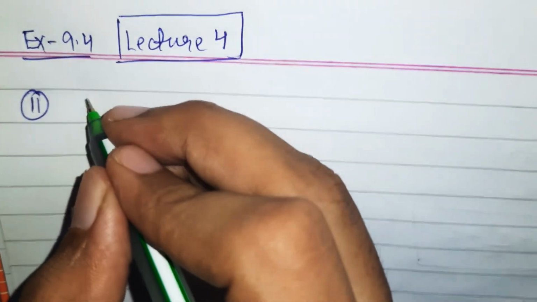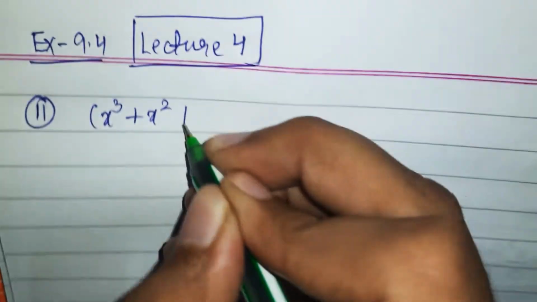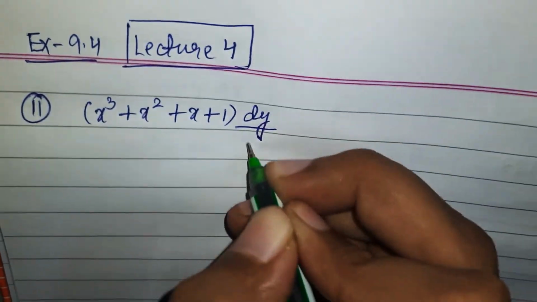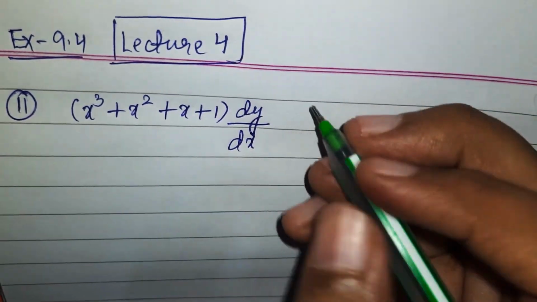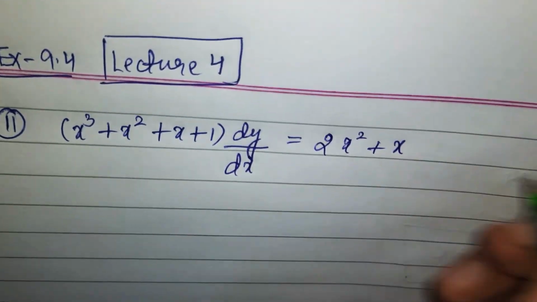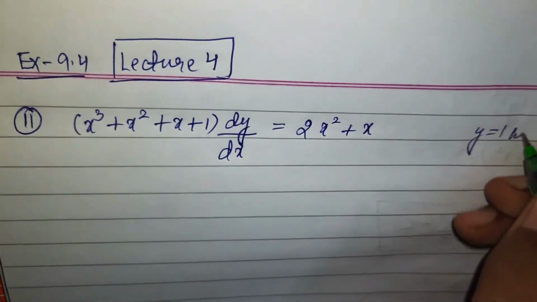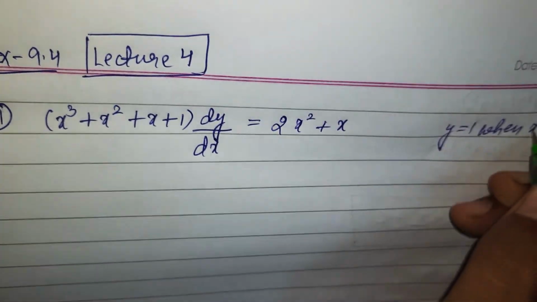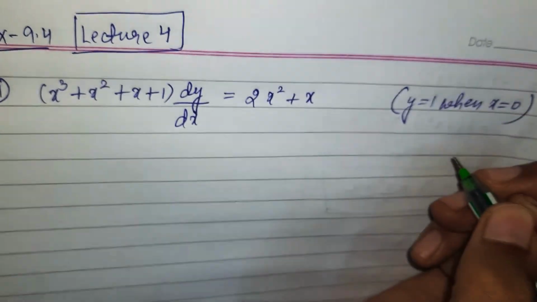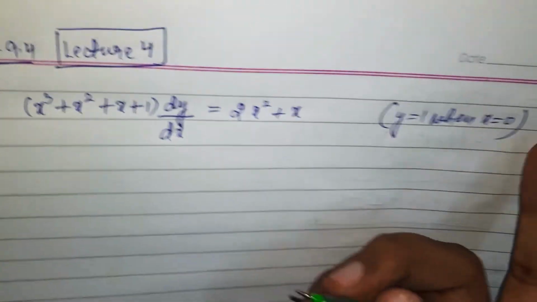Till now, in the general solution we'll have the constant term. Here we need to calculate the particular solution, but it's necessary that you first calculate the general solution, then we'll proceed with the particular solution with the help of the given condition. The given condition is y equals 1 when x is 0. So first we calculate the general solution, then we go ahead with the particular solution.